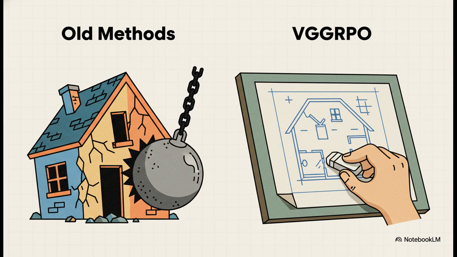Okay, this blueprint analogy is the perfect way to think about it. The old way of doing things was like building a whole entire house and only then noticing a wall is crooked and having to tear it all down. Total nightmare. VGGRPO, on the other hand, is like a smart architect who looks at the blueprint, spots the mistake right there on the paper, and just fixes it with an eraser. It saves a ton of time and work.